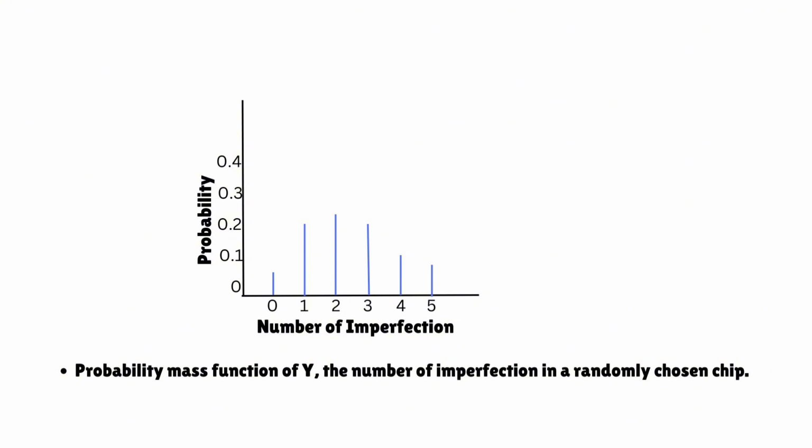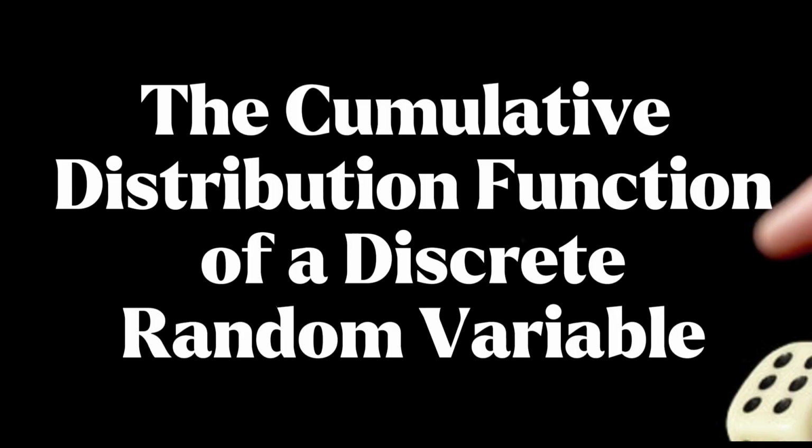The probability mass function can be represented by a graph in which a vertical line is drawn at each of the possible values of the random variable. The heights of the lines are equal to the probabilities of the corresponding values. The physical interpretation of this graph is that each line represents a mass equal to its height. So let's move on to the cumulative distribution function of a discrete random variable.